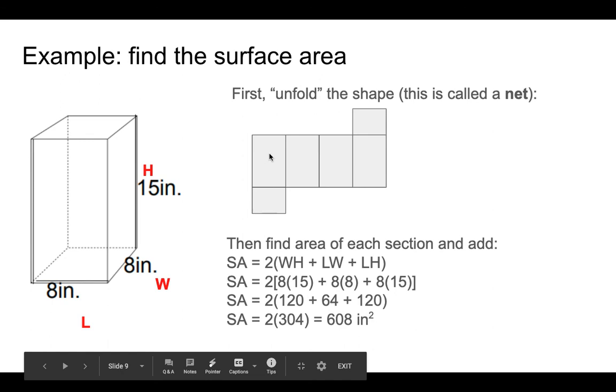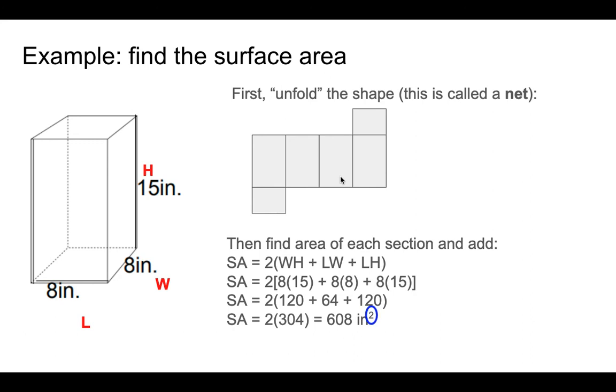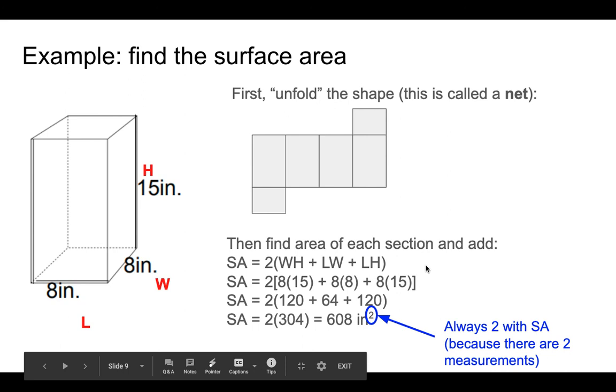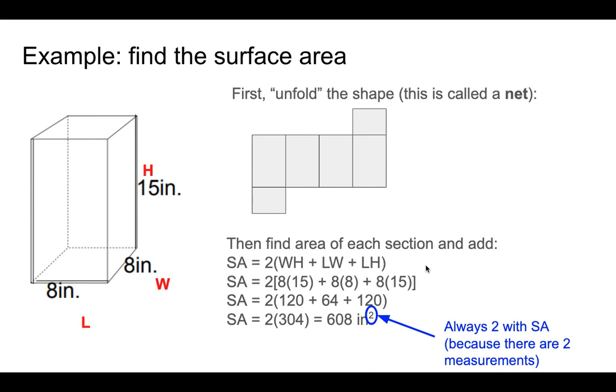Now remember, we're only looking at area here, so that's why we have a squared on the inches. So for surface area, we're only working with 2 measurements at once. So you're going to have a 2 on your dimension there, or your measurement, I should say. Your unit is what I meant.